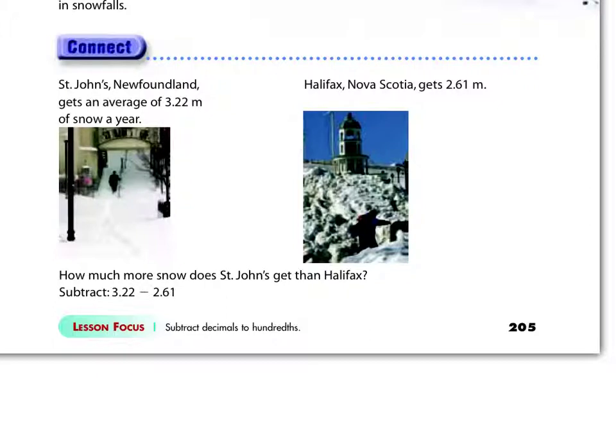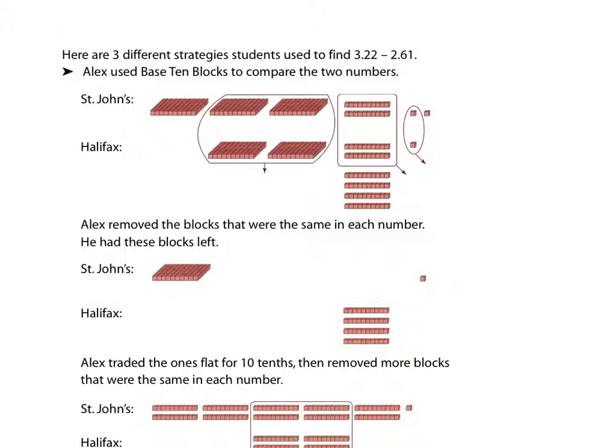All right, so in your Connect section, here we have St. John's, Newfoundland, that gets an average of 3.22 meters, or 3 and 22 hundredths of a meter, of snow each year. Halifax, Nova Scotia, gets 2.61 meters, or 2 and 61 hundredths of a meter of snow each year. How much more snow does St. John's get than Halifax? How much more means subtracting, so we're going to have to subtract those two. Again, we're going to look at a number of strategies.